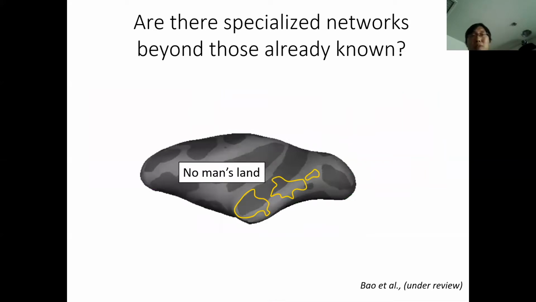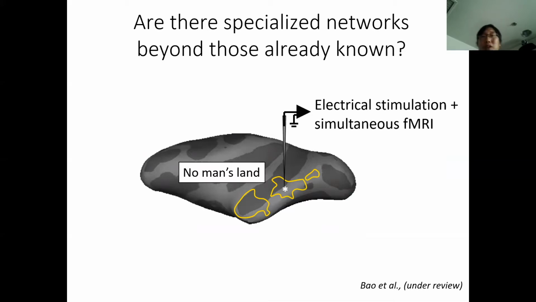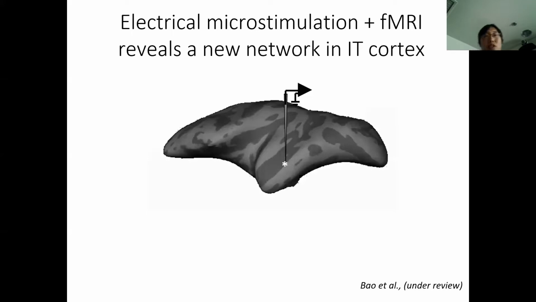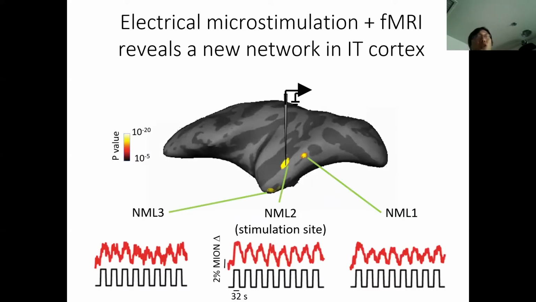Are there additional specialized networks in IT cortex beyond those already known? To address this, we began with anatomy. We electrically microstimulated a piece of this no man's land while performing simultaneous fMRI to ask what other parts of the brain will light up. Stimulation of the region revealed that it is connected to other discrete regions in IT cortex. In total, there are 3 patches that show significant modulation by the microstimulation. This red line shows the hemodynamic responses from the patch. They show a very clear modulation to the microstimulation. Thus, we have discovered a new network of connected patches in IT.